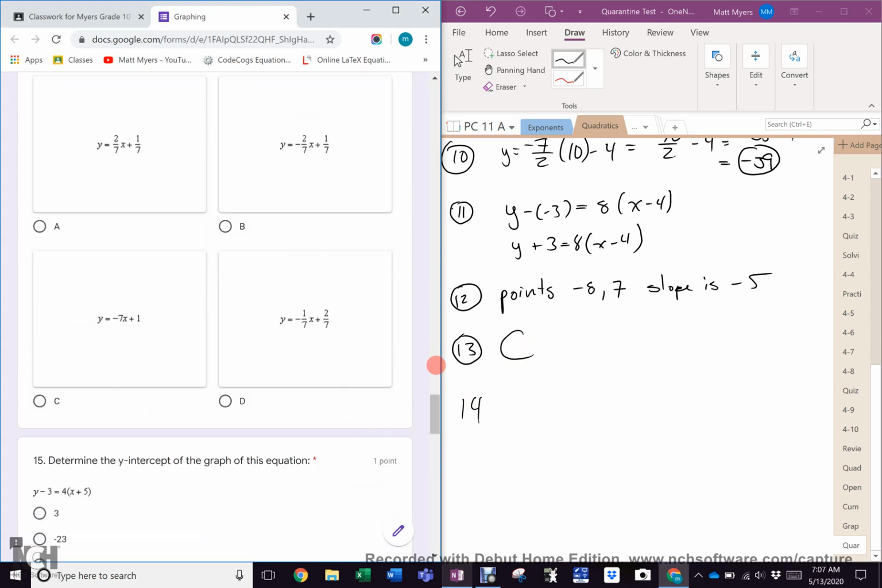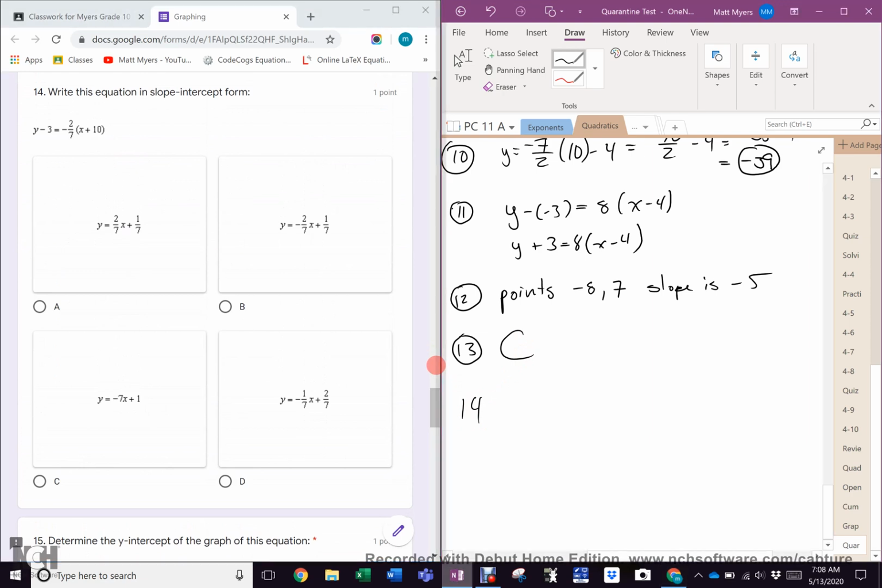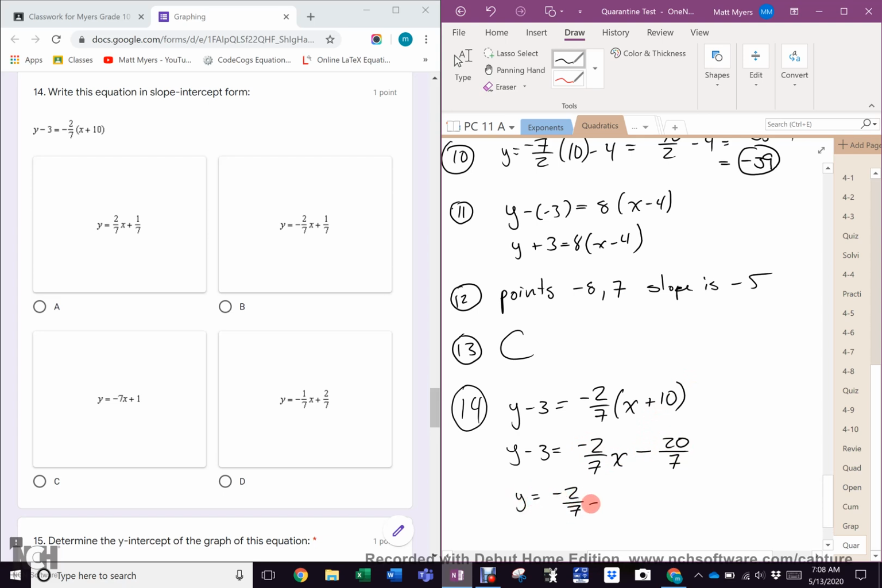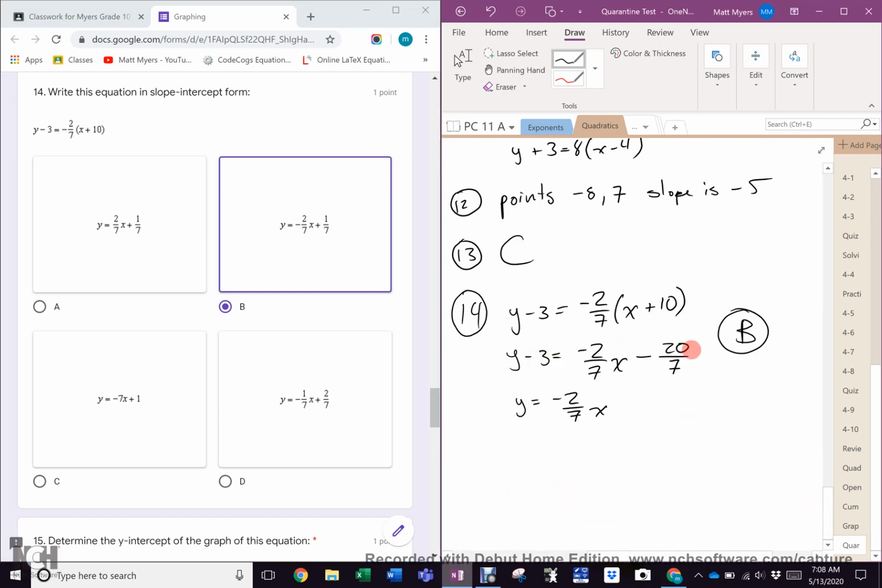14. Put that in slope-intercept form. So you just have to do algebra. Slope-intercept form, y is isolated and there's no brackets. Y minus 3 equals negative 2/7 x plus 10. Get rid of the brackets. Y minus 3 equals negative 2/7 x minus 20/7, which is y equals negative 2/7 x. And when you look over here, you only see one negative 2/7. It has to be B. But of course, you would just bring that 3 over, and you would add 21/7. Number 15.